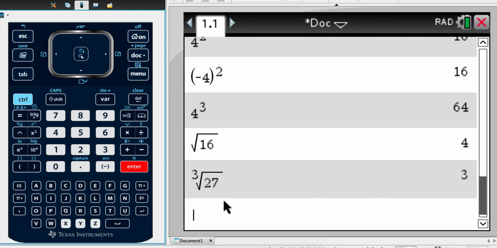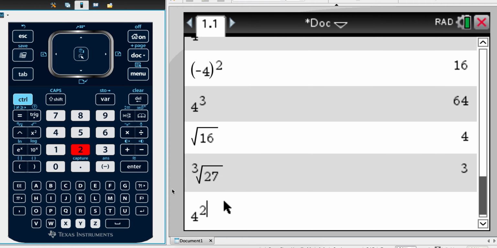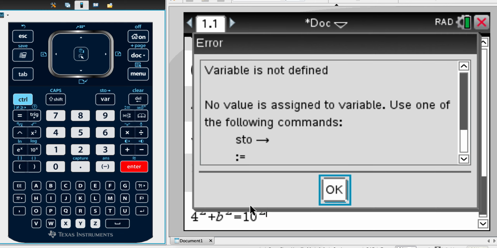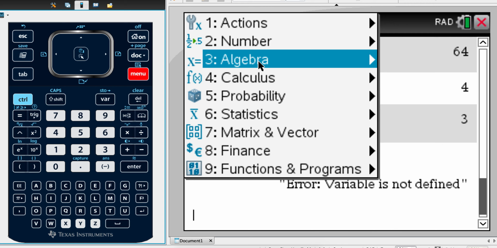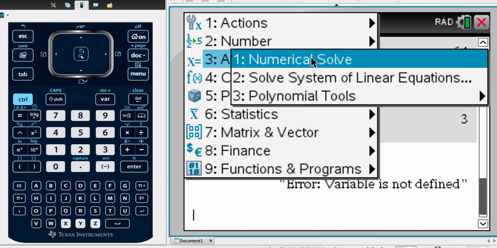And then the last thing that you're going to be using is nsolve. So nsolve is really useful if you're trying to find an unknown. So perhaps you've done Pythagoras and you've got 4 squared plus something squared, so the side that you're trying to find, is equal to 10 squared. And you're trying to solve that. If you just type it in, it won't work. But instead, we can go to Menu, Algebra, and Numerical Solve.